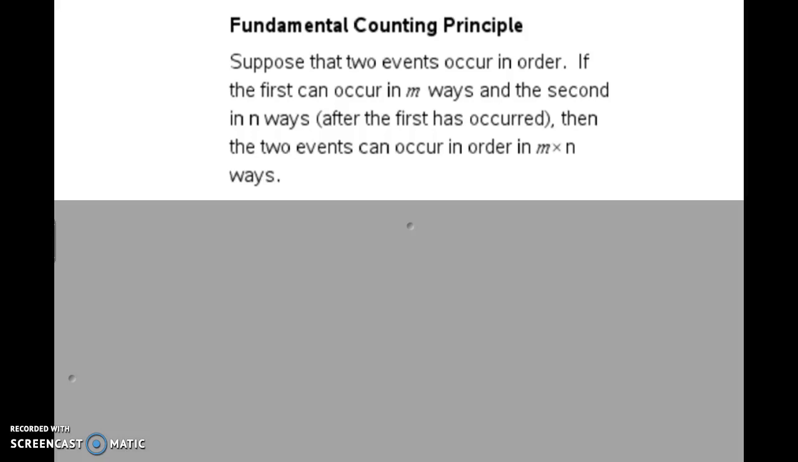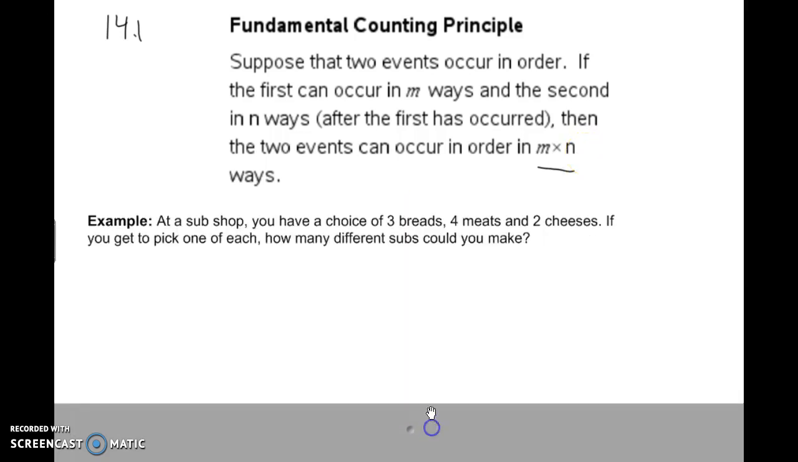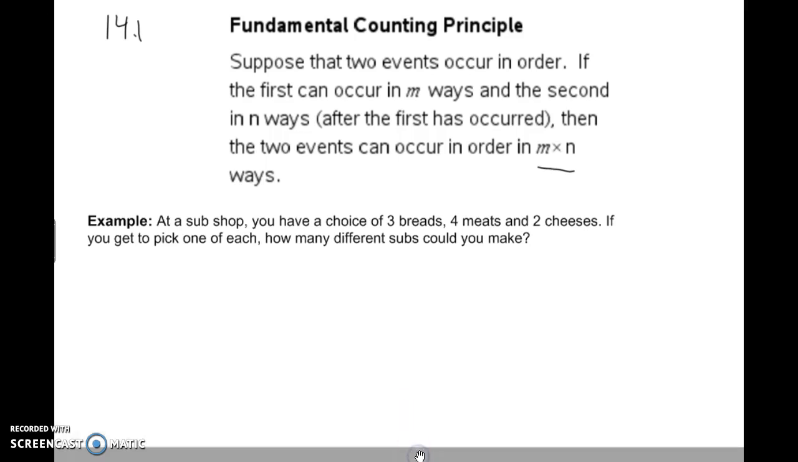So today we're talking about section 14.1, and this is the fundamental counting principle. This is basic probability here. The key is when two events occur in order, you can multiply them. I'm going to show you why that's true. So we'll take a kind of typical question here.